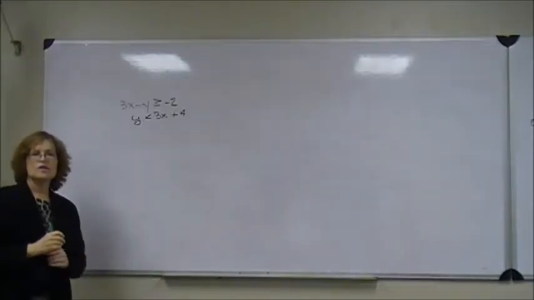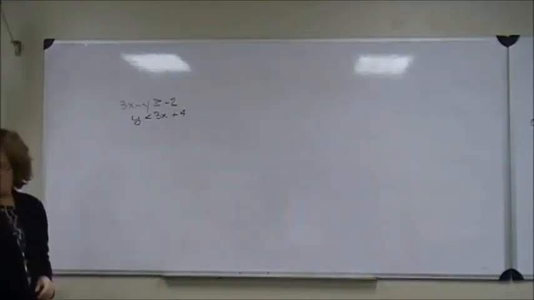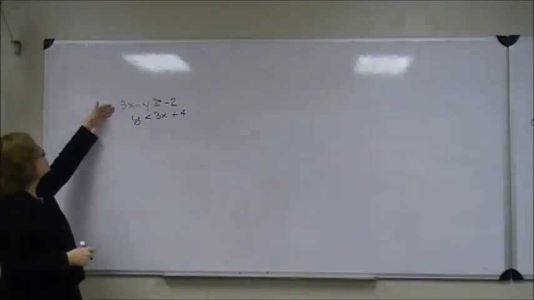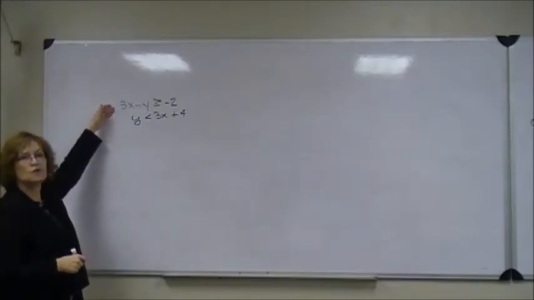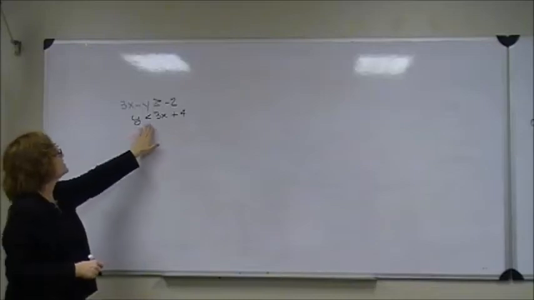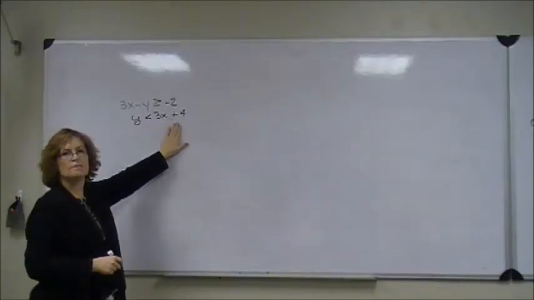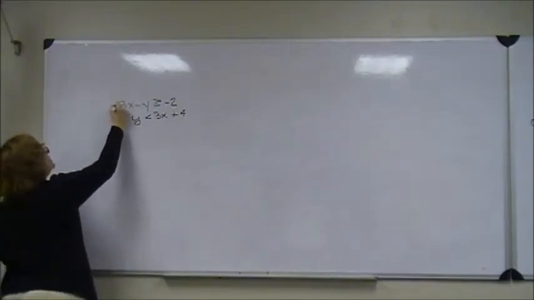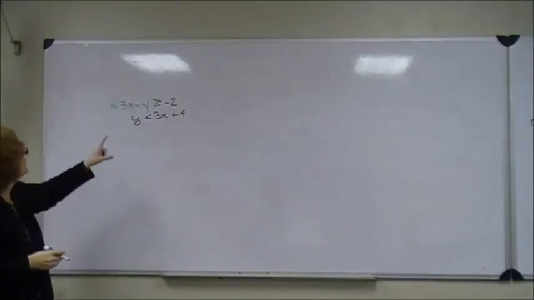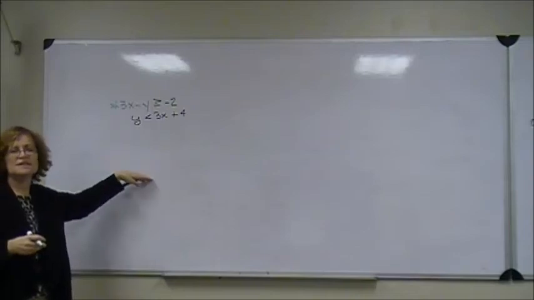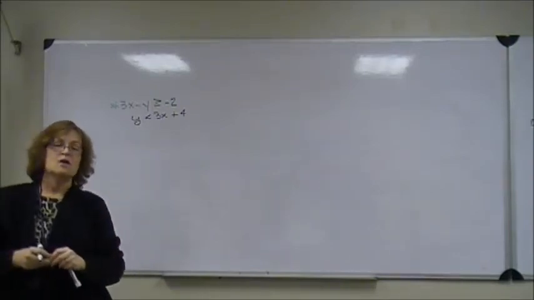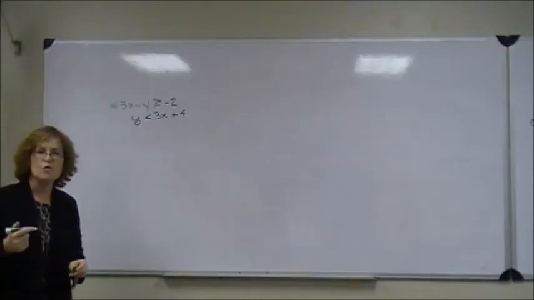Okay. Here's another system of inequalities. So let's look at them. And I have 3x minus y is greater than or equal to negative 2. And I have y is less than 3x plus 4. Well, this guy right here, there has to be something that's done to it. So what do I have to do to this one before I can do my step 1, which is graph the boundary? Well, I have to put it in slope-intercept form.